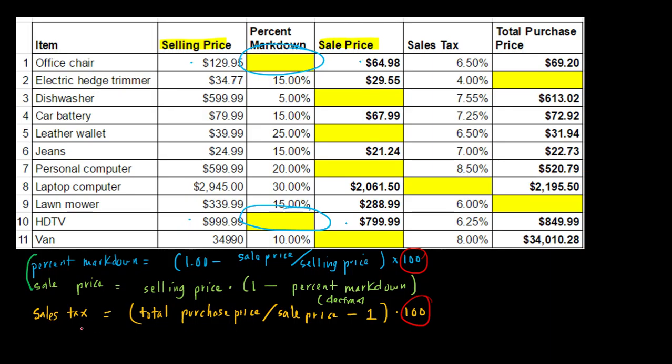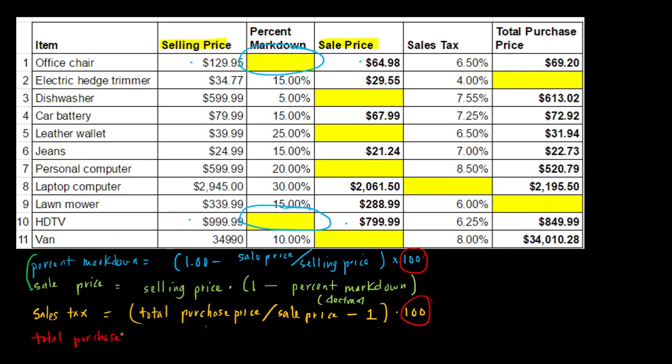Same thing with sales tax. So it would be correct to say our sales tax is equal to total purchase price divided by sales price minus 1, and that would give us our decimal form. Multiplying by 100, again, is just converting from decimal form back to percentage form, okay? So if you're wondering where that 100 is coming from. All right, and then the final piece is total purchase price.